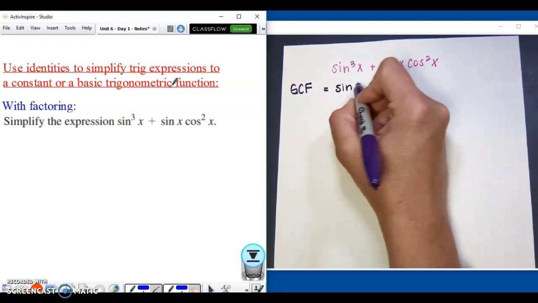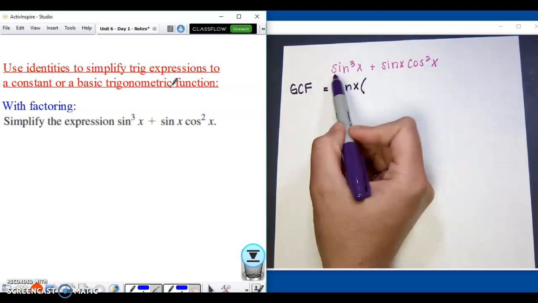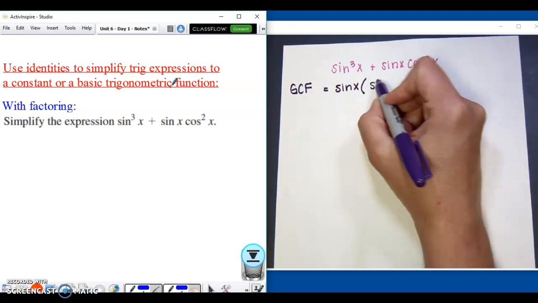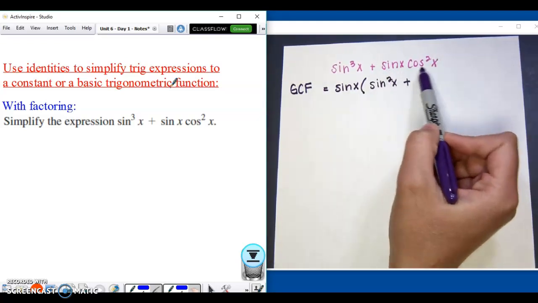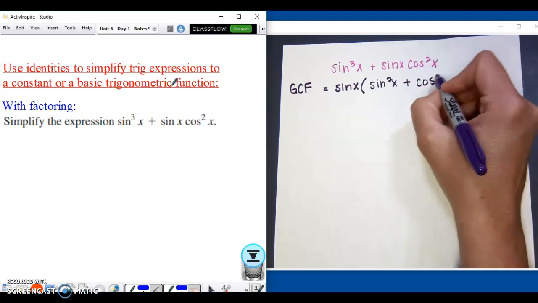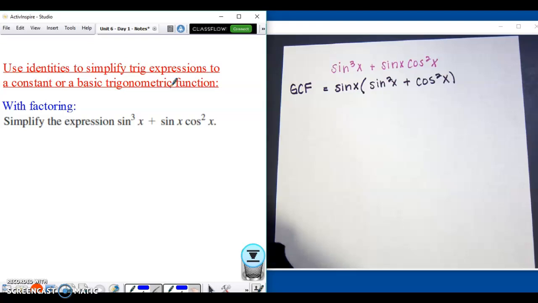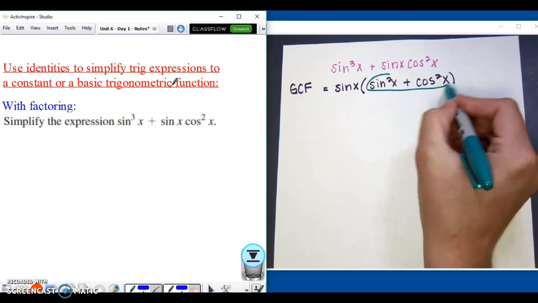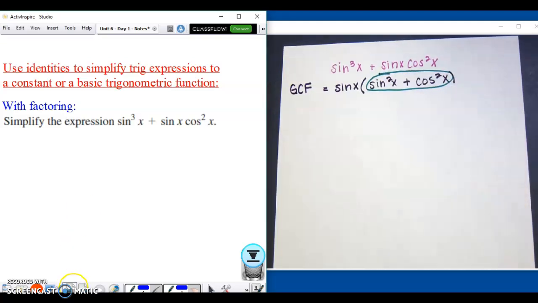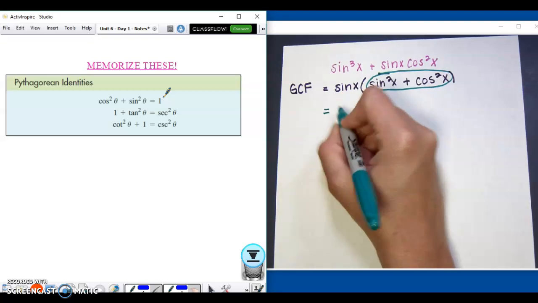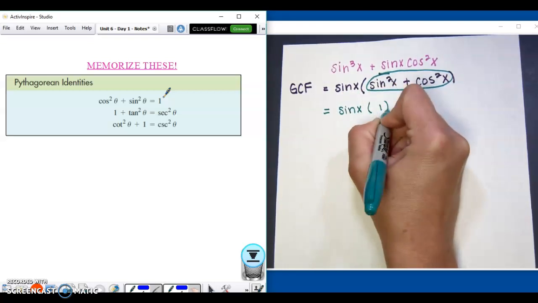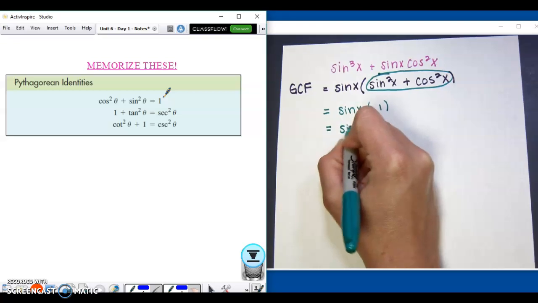So if I take out a sine x, if we divide this first term by sine x, that would leave us with sine squared x, plus, if we divide the second term by sine x, that would just leave us with cosine squared x. Okay, so if you look, sine squared plus cosine squared, and if you look back at your Pythagorean identities, cosine squared plus sine squared is equal to 1. So this is really sine x times 1, which would just be sine x.